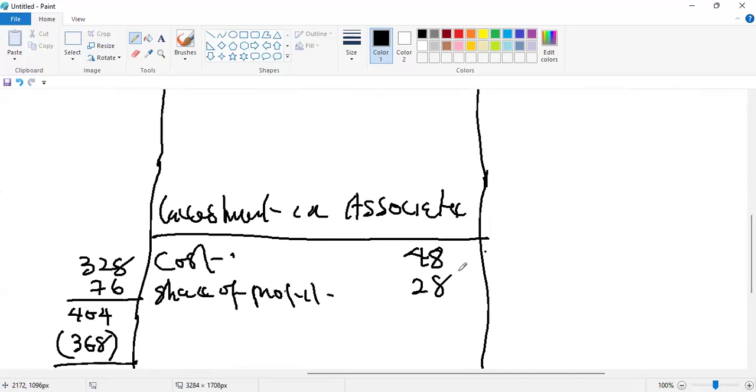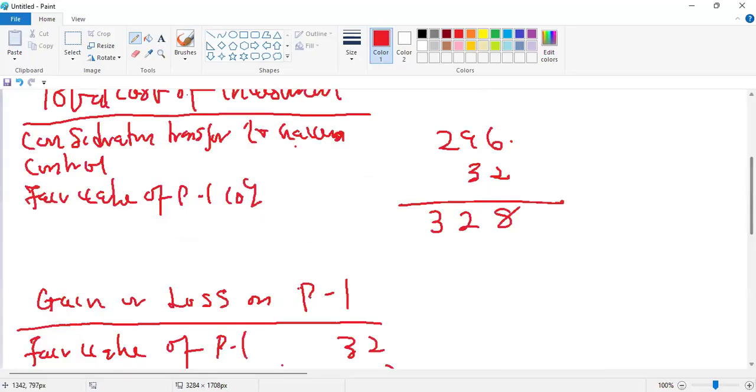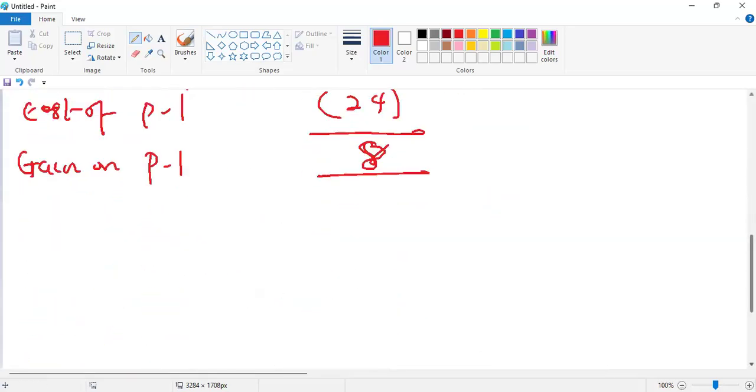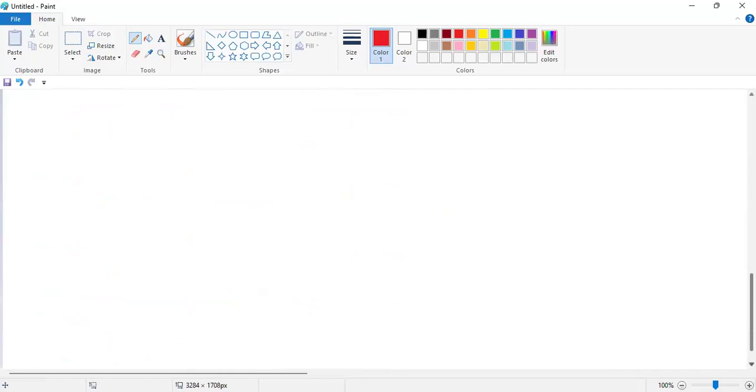The goodwill arising on acquisition is tested for impairment at each year end. The recoverable amount of the goodwill of Escobar Limited on 30 June 2020 was 24 million. Recoverable amount. Don't forget, anytime they give me recoverable amount, I must calculate impairment.